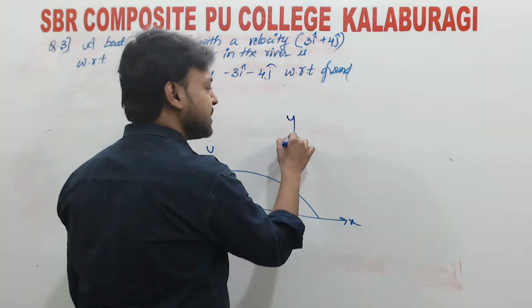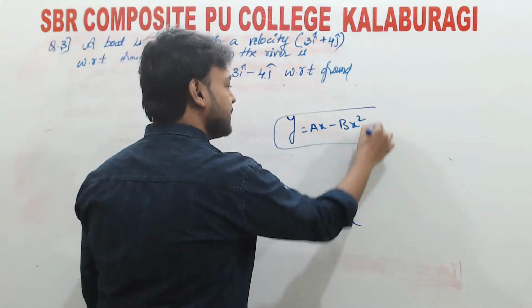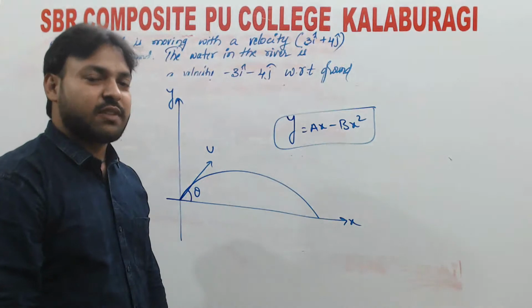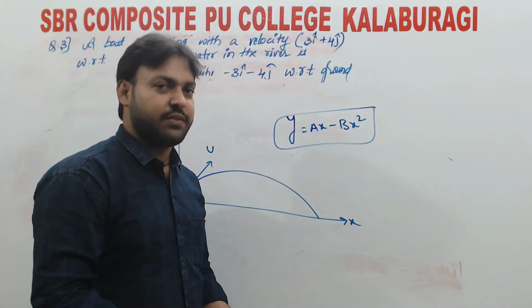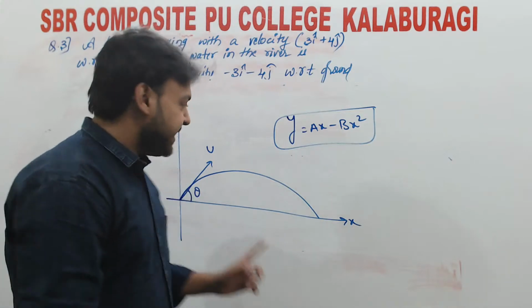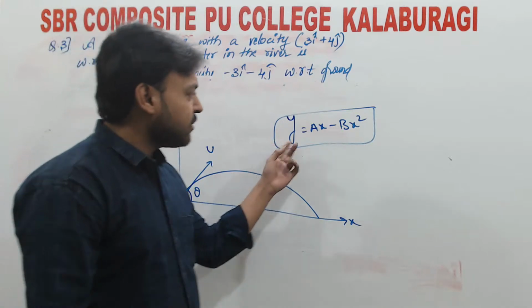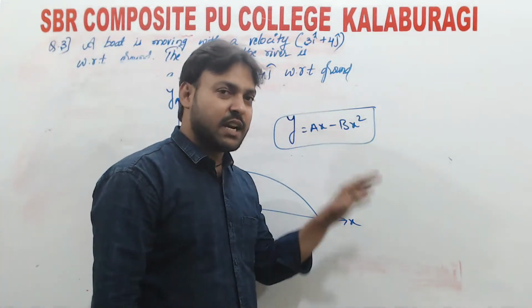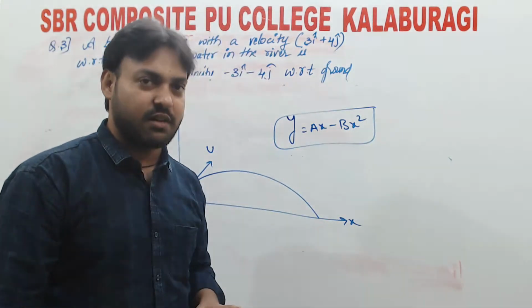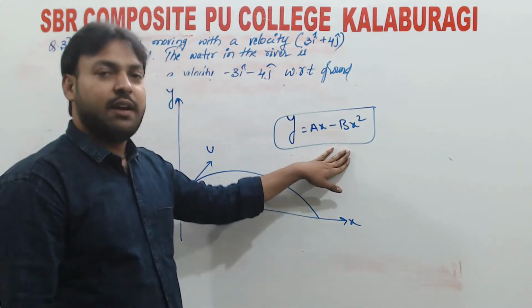So what is the parabola expression? Y equals ax minus bx square. That gives you the nature of the curve. The nature of the curve is called the trajectory, right? So y equals ax minus bx square is the general format of a parabola equation. If a parabolic trajectory is there, this is the format we have to get.